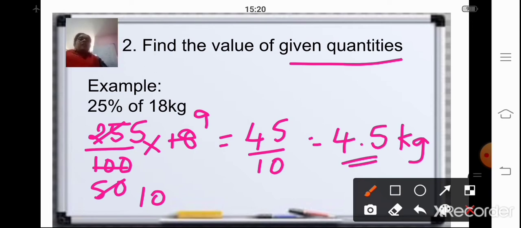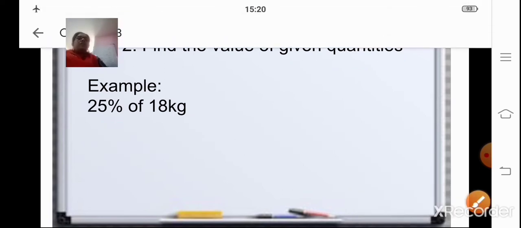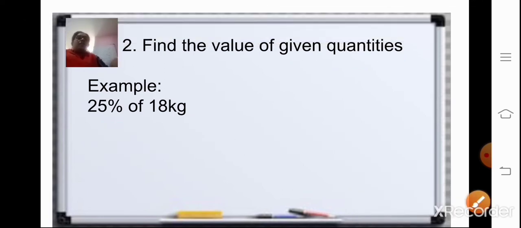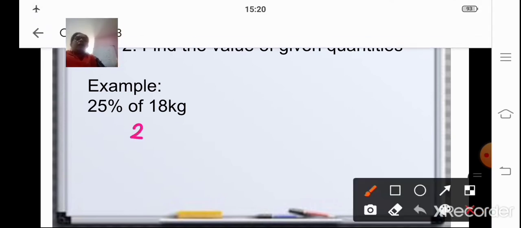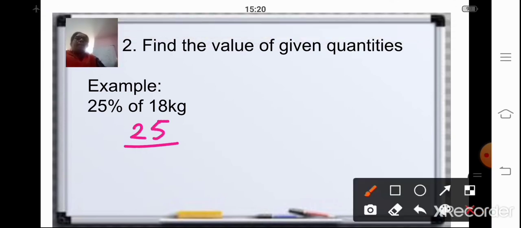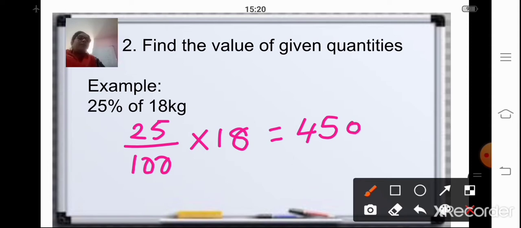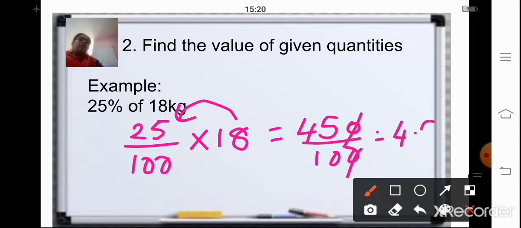Okay. Or else what you can do is, you can just multiply 25 upon 100 multiplied by 18. Now here, you can just multiply 25 into 18. When you multiply, you'll get the answer as 450 upon 100. This way also you can do. First multiply these two numbers and then divide it by 100. Cancel the 0. Now it is 45 upon 10. So your final answer is 4.5 kg.